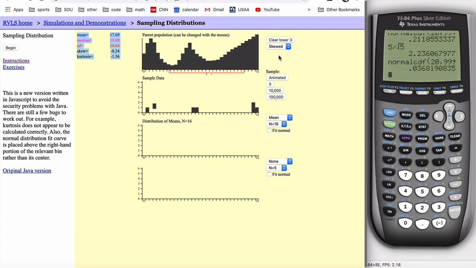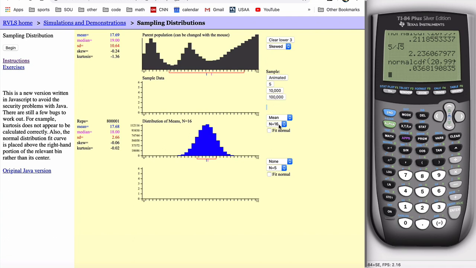I probably should have cleared it out first. A lot of them over here, but there's kind of some in here and some here. I could do that, and I can get averages. And you're like, no, this is the craziest looking parent distribution I've ever seen. There's no way the sampling distribution is going to look normal. Oh, wow, look at that.